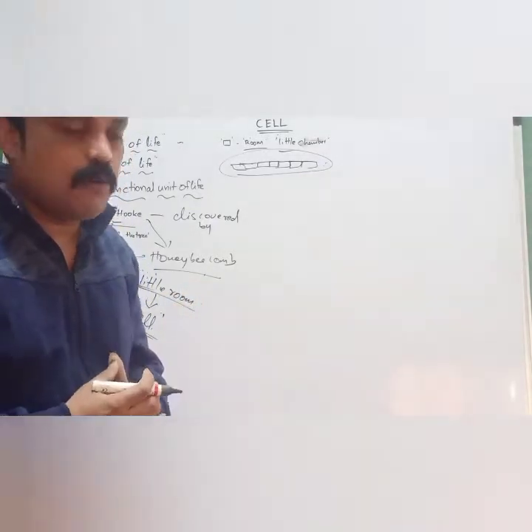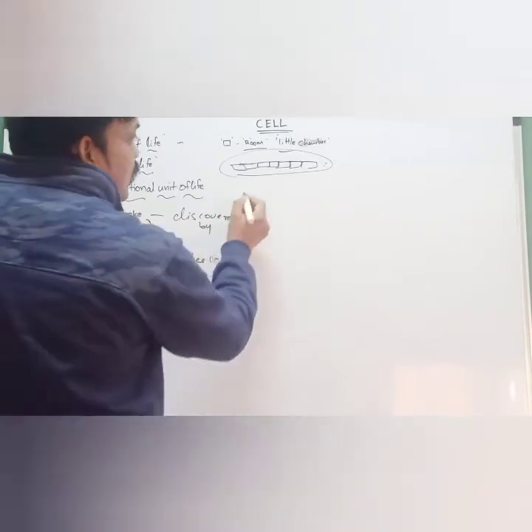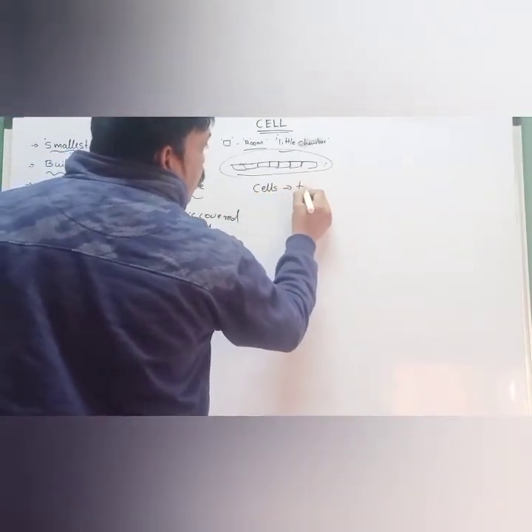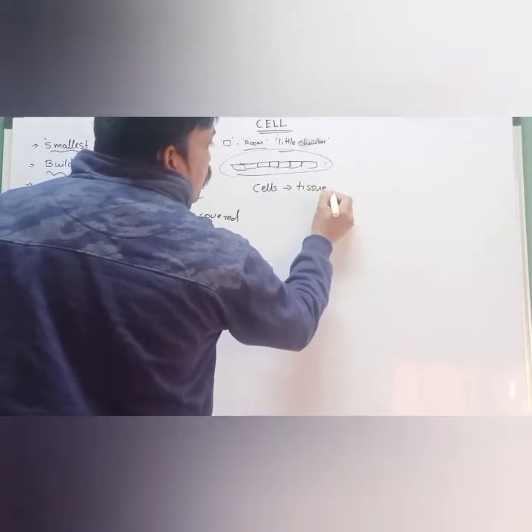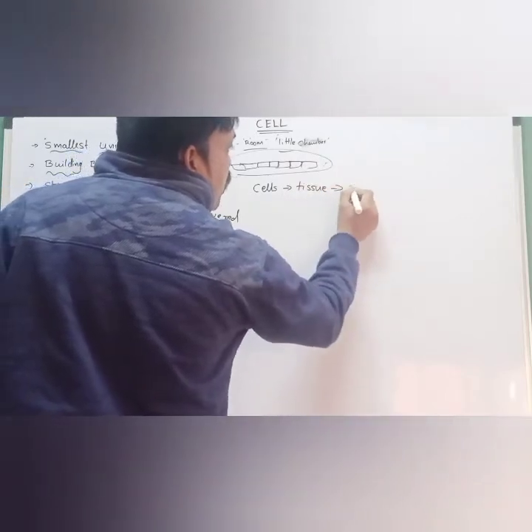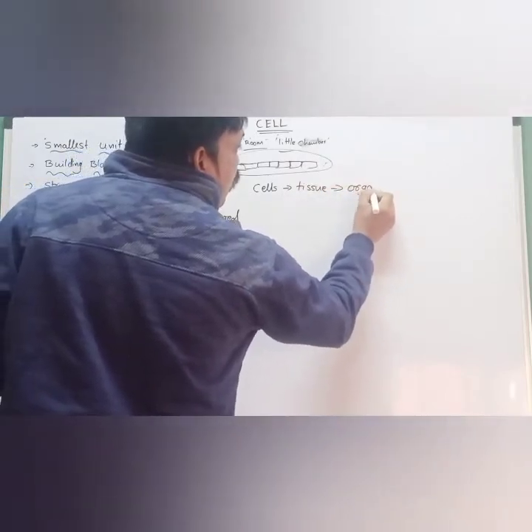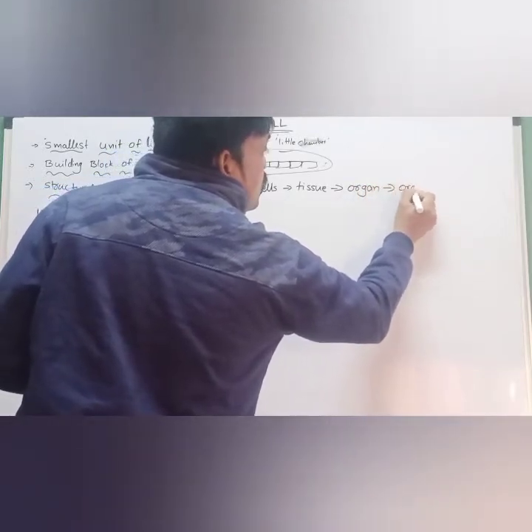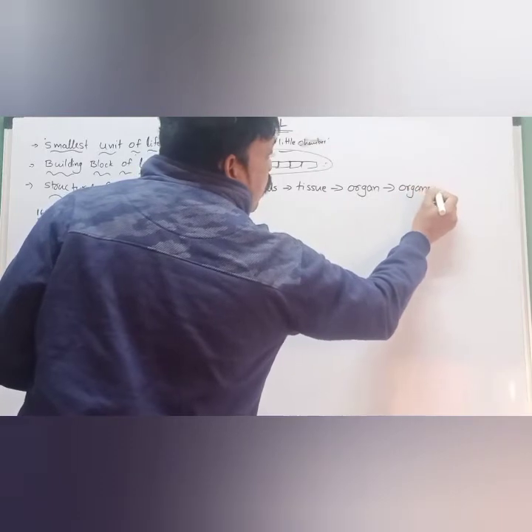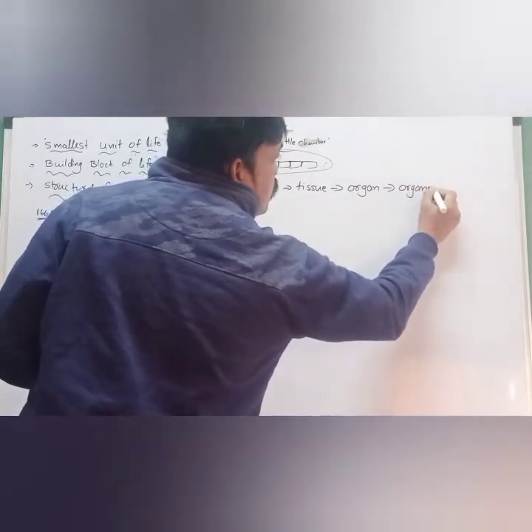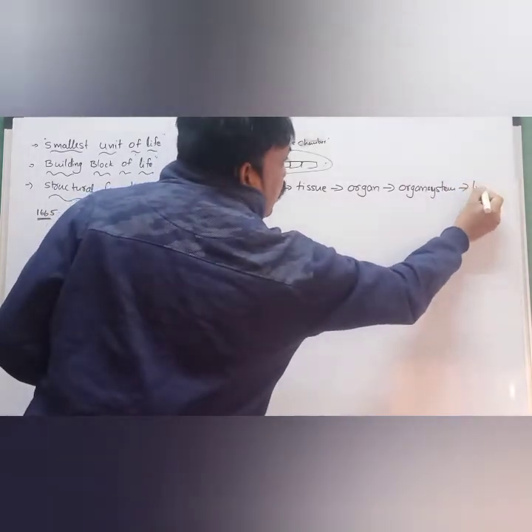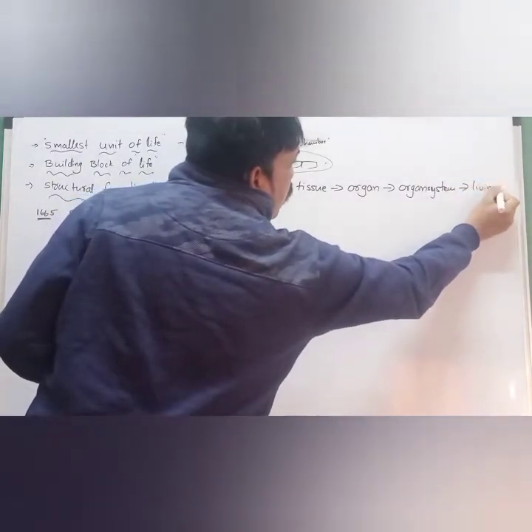Whatever cells are there in our body, those cells combine and form tissues, and tissues combine and form organs. Organs combine and form what? Organ systems. Organ systems combine and finally form a living thing, or living organism.